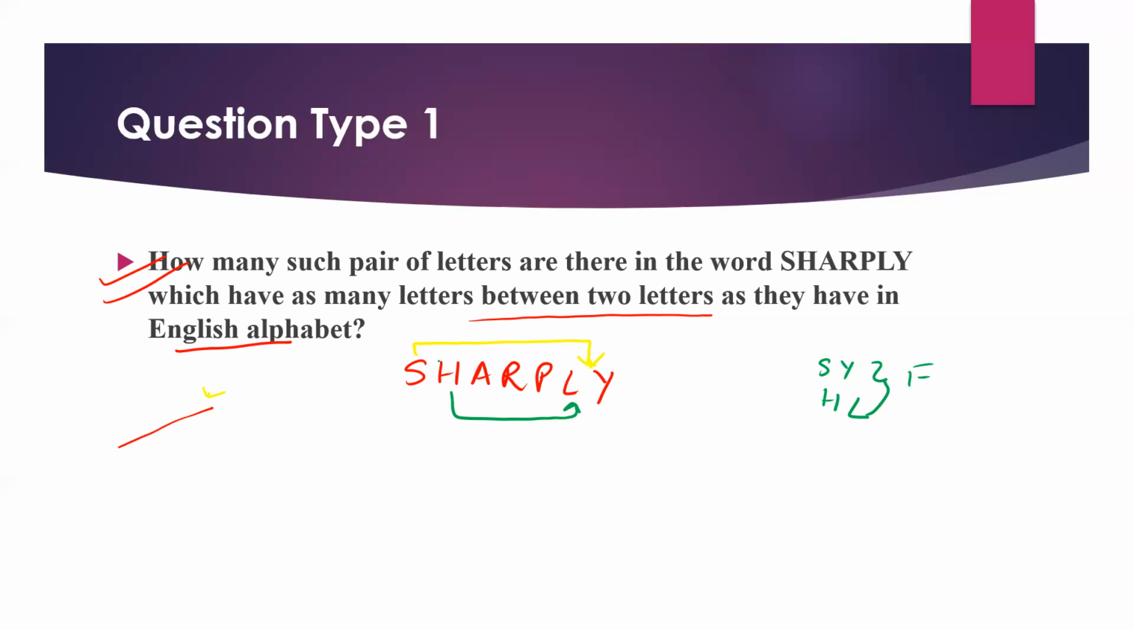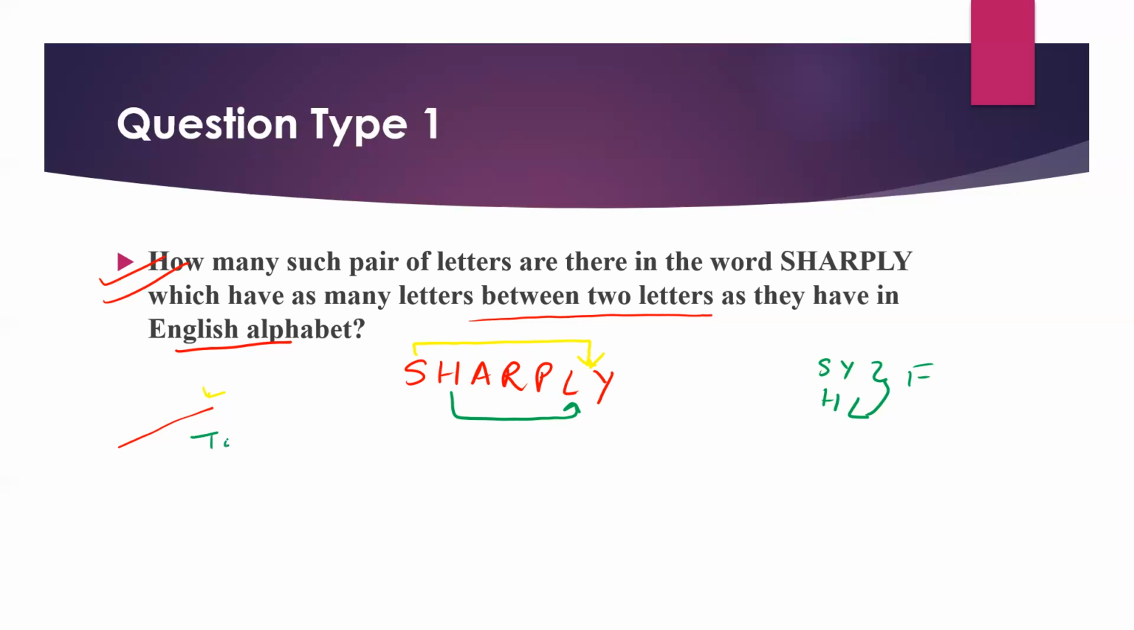So what is the question? Let's see. From S to Y, how many letters are there? 1, 2, 3, 4, 5. Five are here. Count it in the English alphabet: S, T, U, V, W, X, also 5. That is it, it is only asking for pairs of letters that have as many letters between them as they have in the English alphabet. From H and L, I, J, K, 3 letters are here, and in the English alphabet also there are 3 letters. So we are getting only 2 pairs.